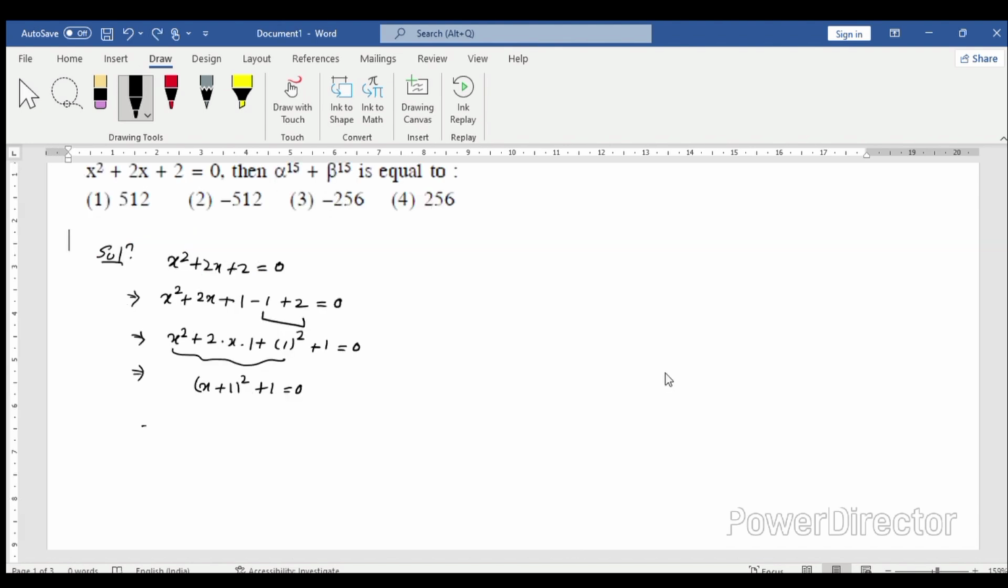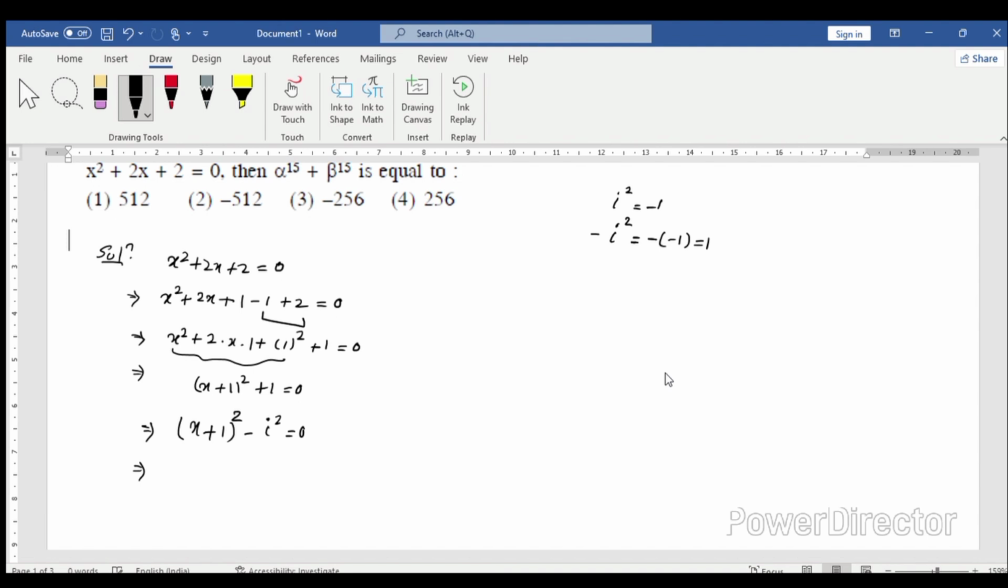Here what can I do? I can write this plus 1 as minus iota square. What is the meaning of this? You know that iota square is equal to minus 1, and if I multiply minus iota square, then this will be minus 1 of minus 1, which is 1. So in place of plus 1, I can write minus iota square.